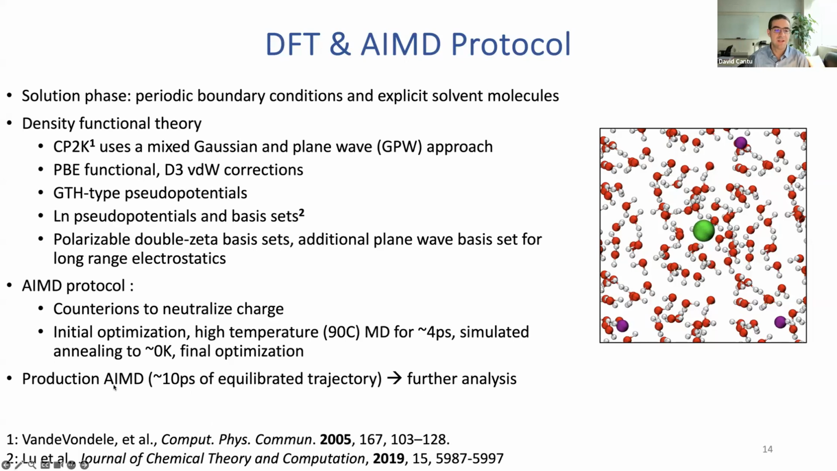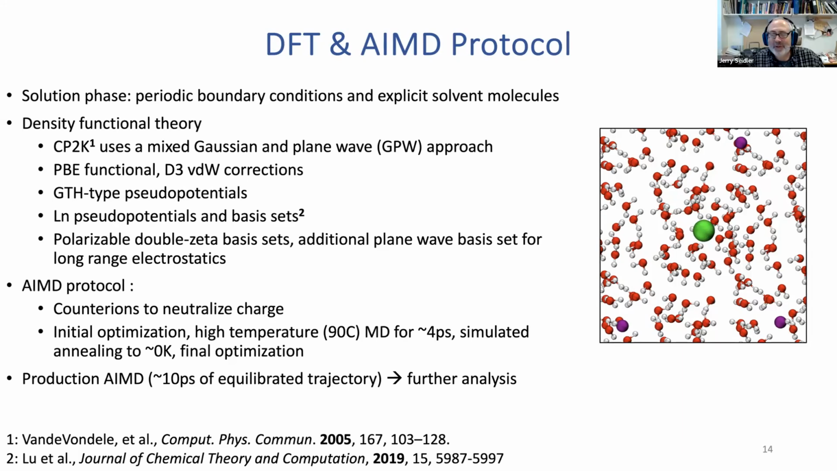And then the production MD can be set to any temperature, room temperature, whatever temperature. And of course, we run it until we get 10 picoseconds of equilibrated trajectory, but depending on the temperature, the first 1 or 2 picoseconds might not be equilibrated, so we use only the equilibrated part for analysis. Okay, thanks.